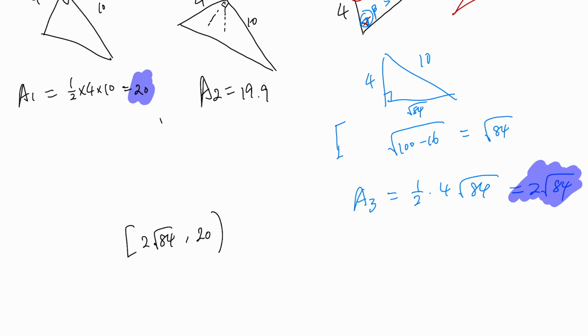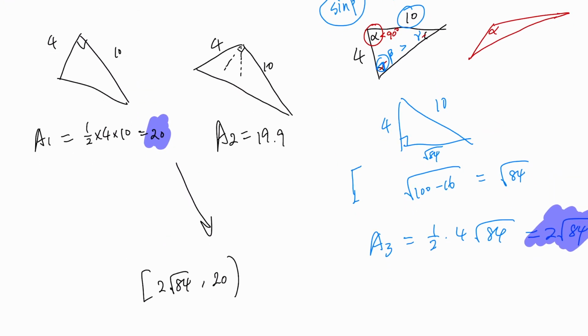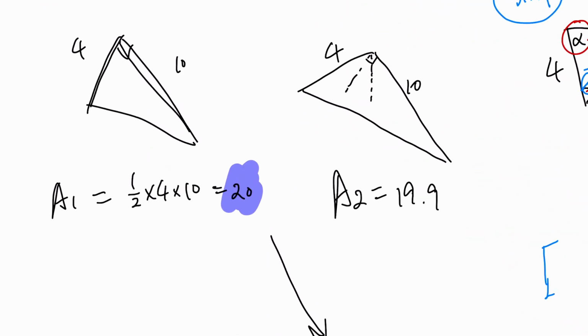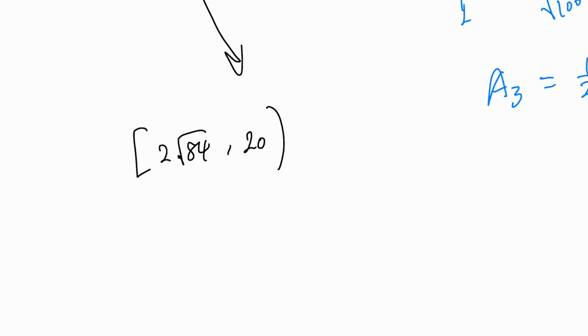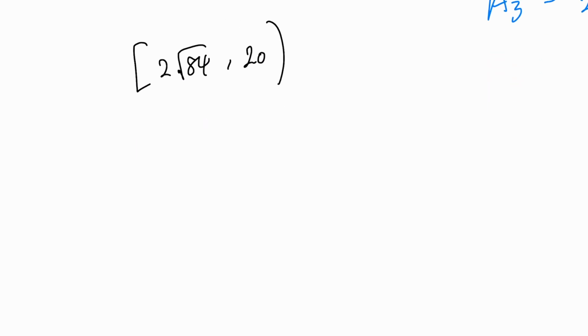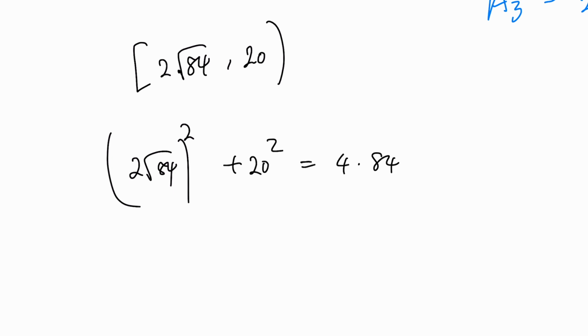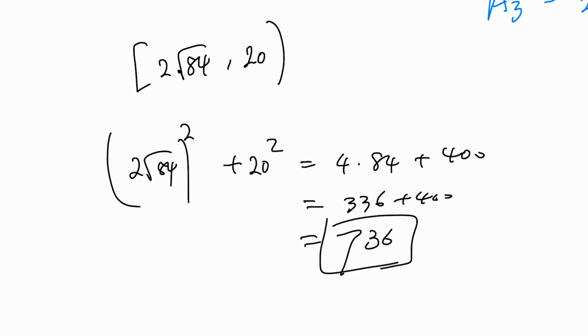Just to clarify, the right-hand side is a parenthesis, because we would have just one right triangle possible to make, and it does not count as an obtuse triangle. So that is a parenthesis, not a bracket. So 2 times the square root of 84, squared, plus 20 squared, we would have 4 times 84 plus 400, that's 336 plus 400, which gives us 736 as our final answer.